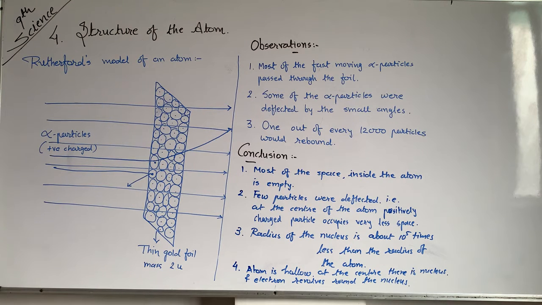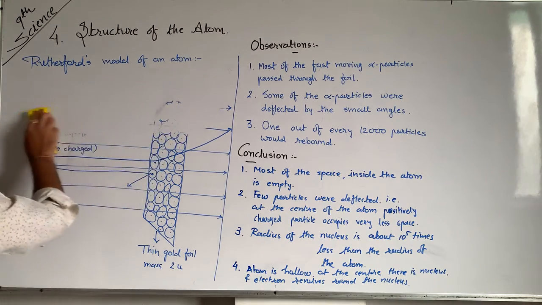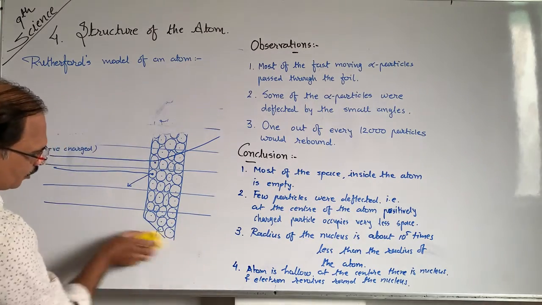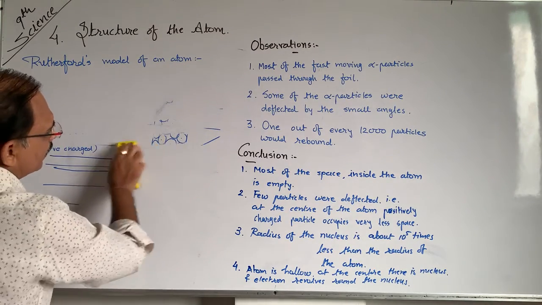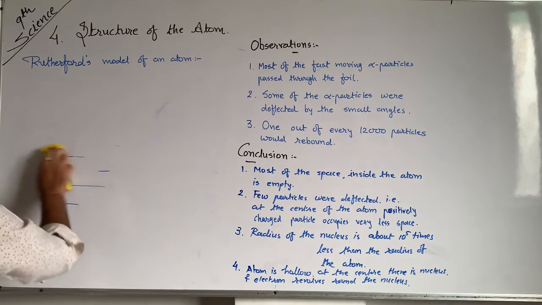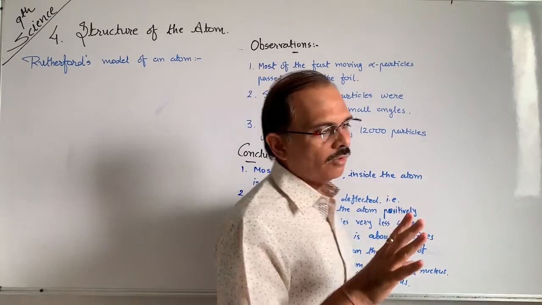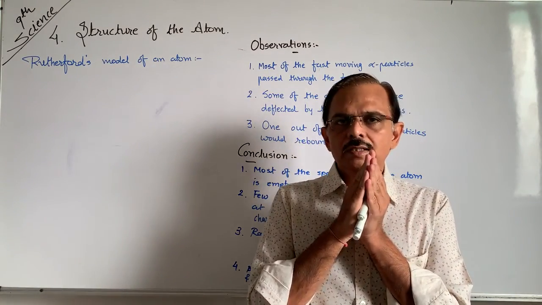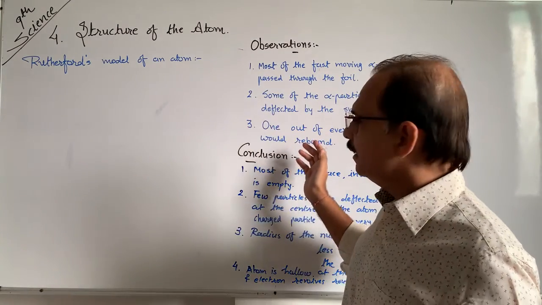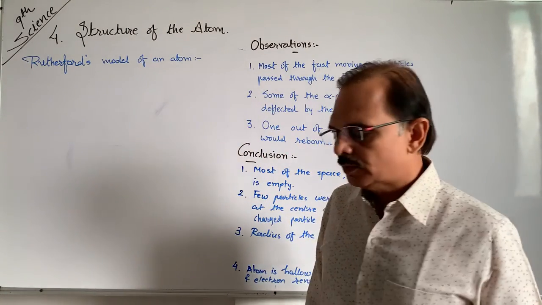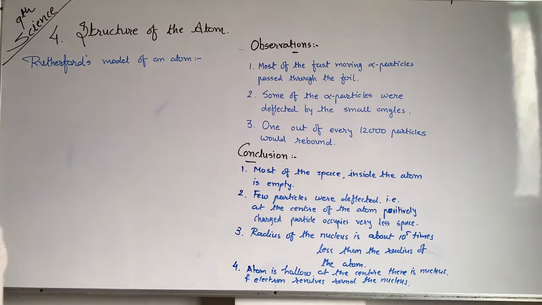From this experiment, Rutherford derived what conclusion? He said that if the mass of the gold foil is doubled, not 2 units but 4 units, or if you fold the gold foil, then out of the 12,000 rays, 2 rays can rebound. So he performed this experiment and he concluded the features.